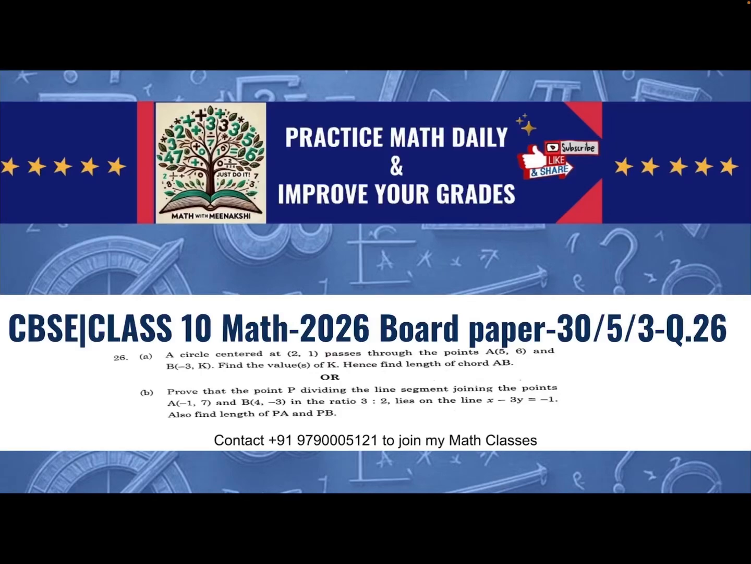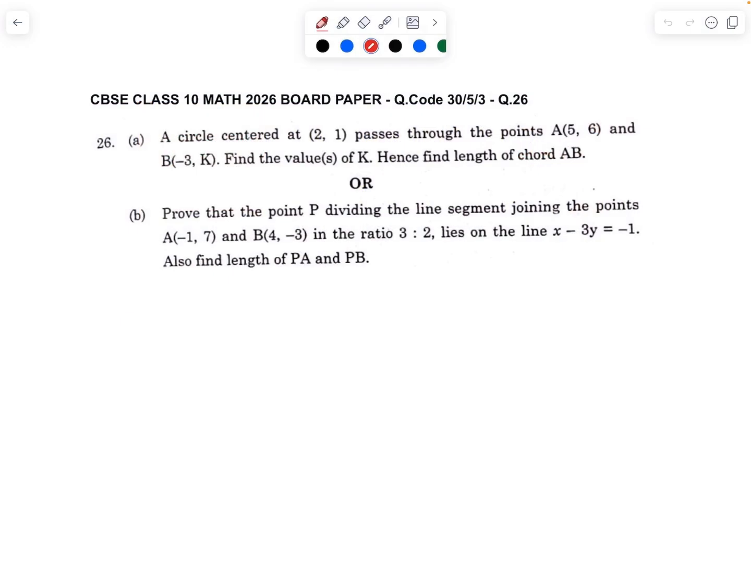Hello all, in this video I am going to solve question number 26 from CBSE class 10 standard math 2026 board paper. The question paper code is 30/5/3. The question 26a says a circle centered at (2, 1) passes through the points A (5, 6) and B (-3, k). Find the values of k and hence find the length of the chord.